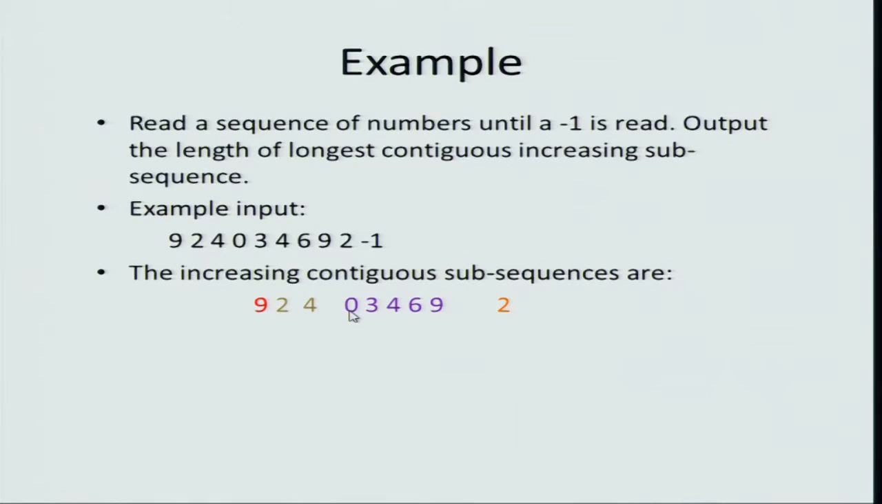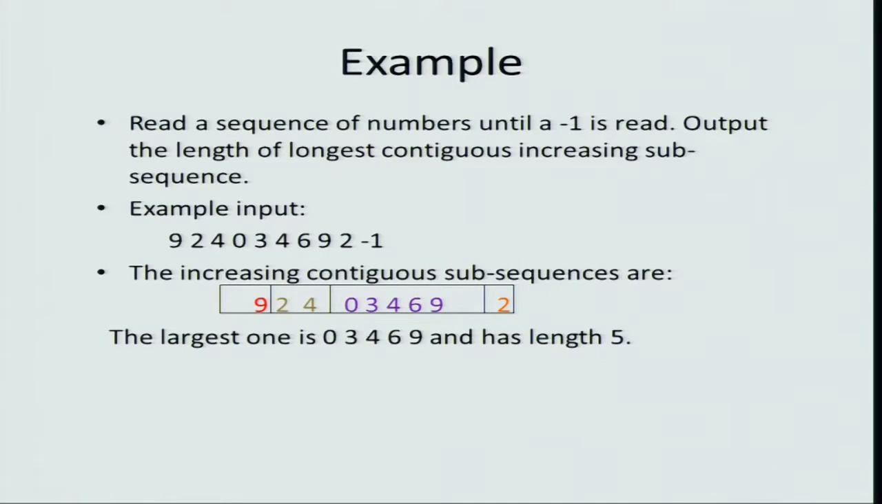And then when you look at the succeeding numbers 0, 3, 4, 6, 9, they form an increasing sequence. And the last number is 2, which is less than 9, so the increasing sequence stops here. So these are the increasing contiguous subsequences. Contiguous means together, occurring adjacent to each other. So the longest contiguous subsequence is obviously 0, 3, 4, 6, 9, and the length of that sequence is 5.